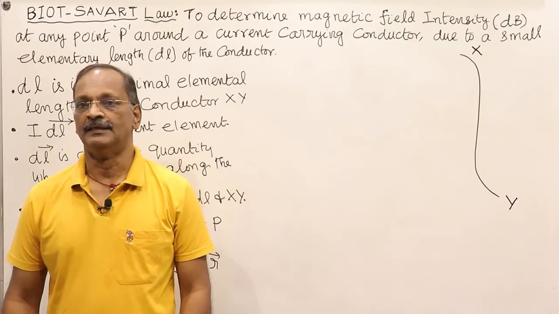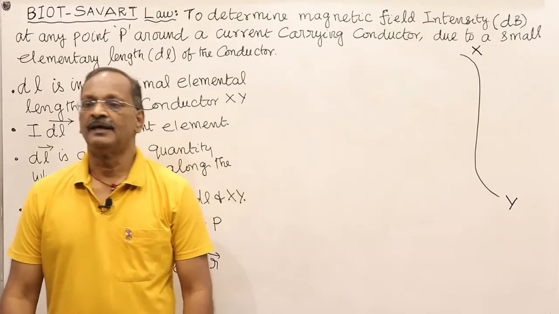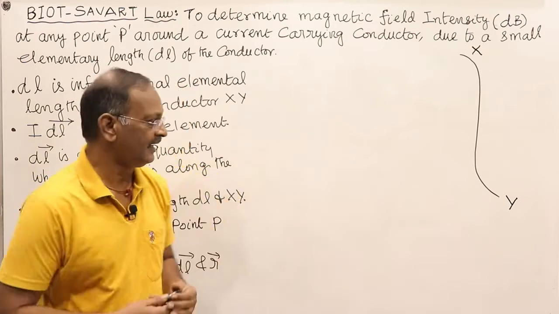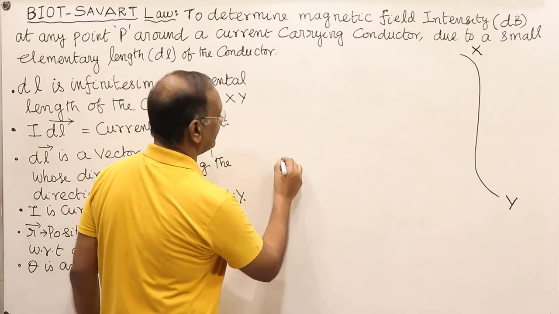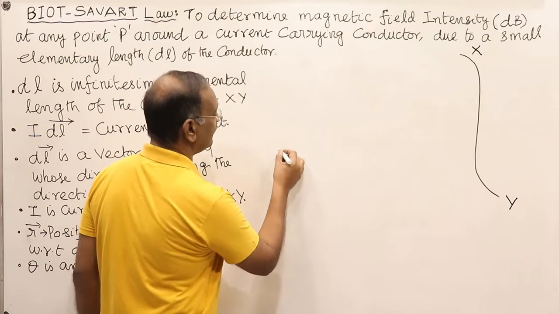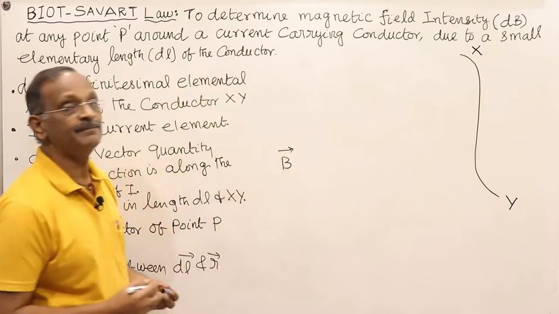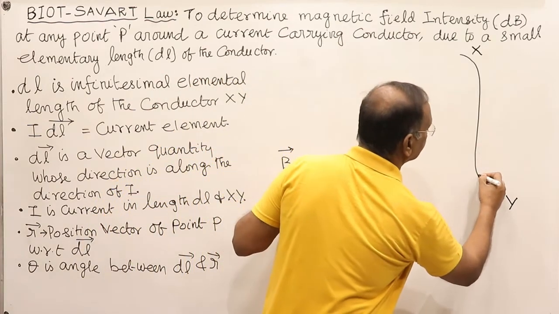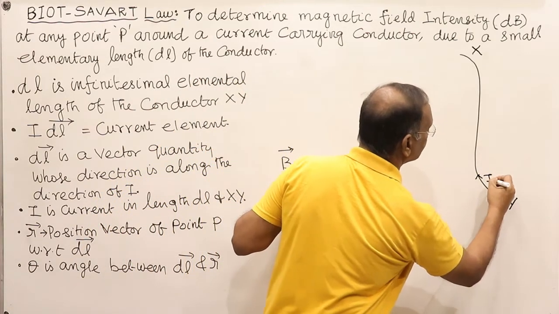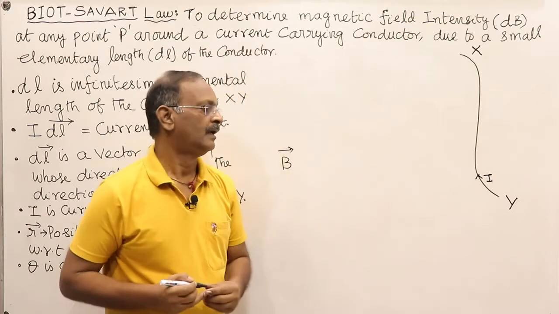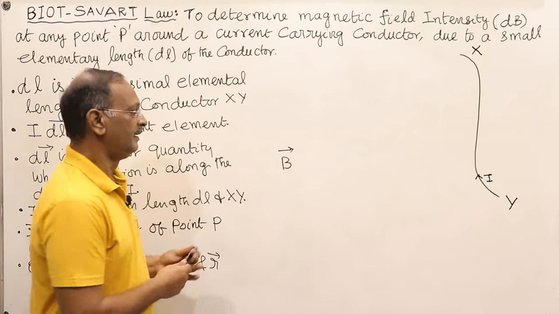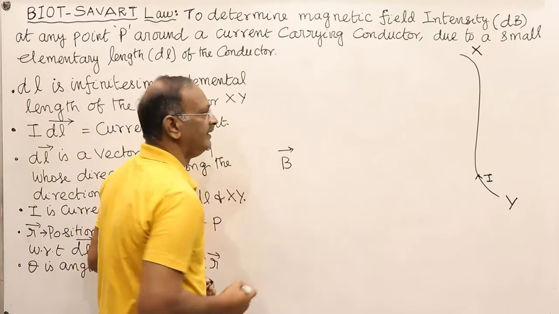Biot Savart law. This law is used to find the magnetic field intensity, which is a vector, at any point when a current is flowing in a conductor. So this is the total magnetic field intensity.